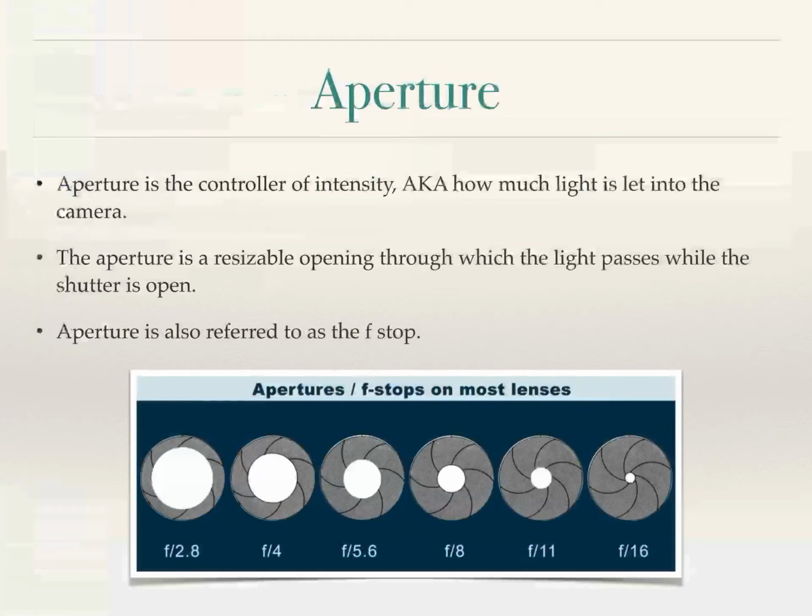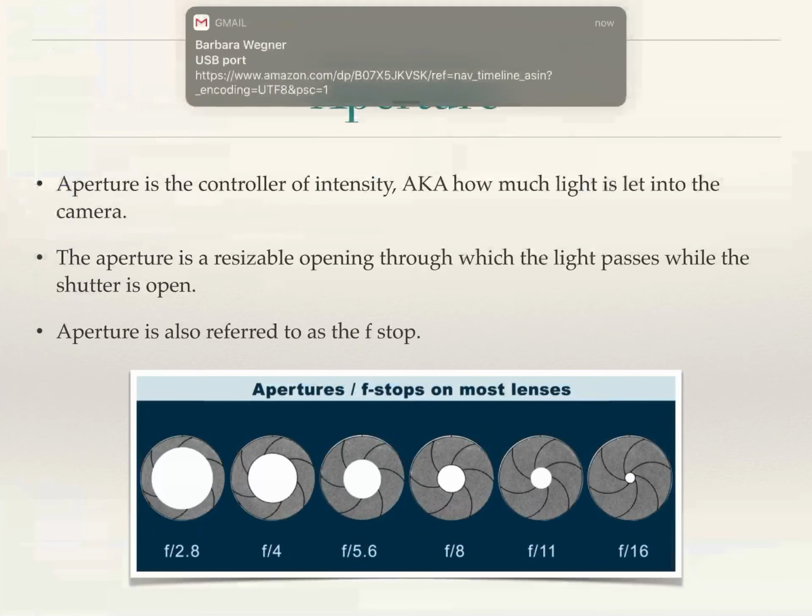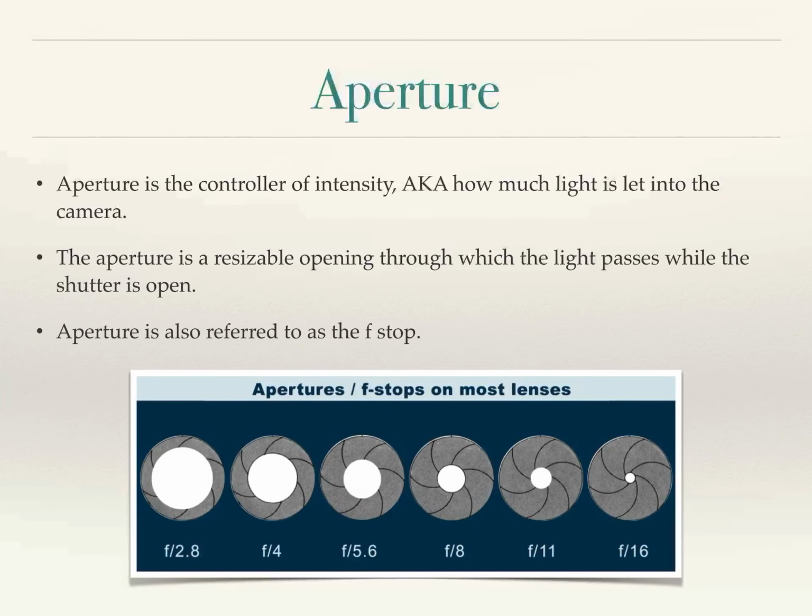This next part of your camera is called the aperture. The aperture is the controller of intensity, also known as how much light is let into your camera. The aperture is a resizable opening through which the light passes while the shutter is open. The aperture is also referred to as the f-stop. The aperture is not as straightforward as the shutter. It takes a little more to understand it.